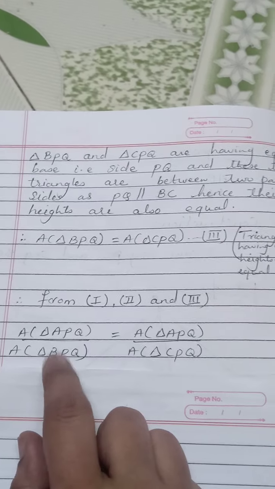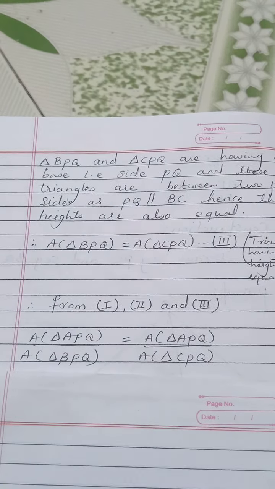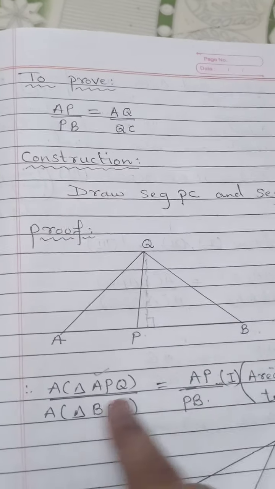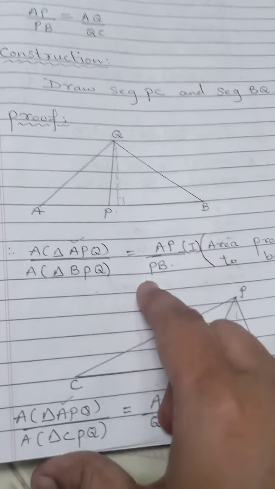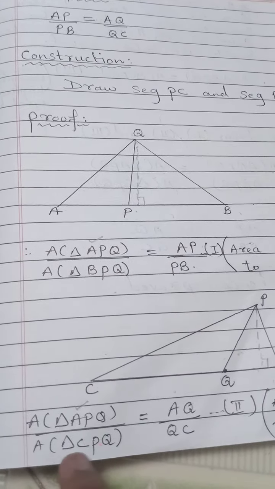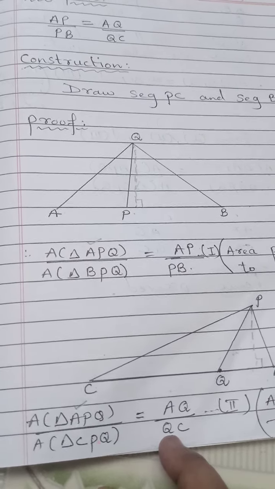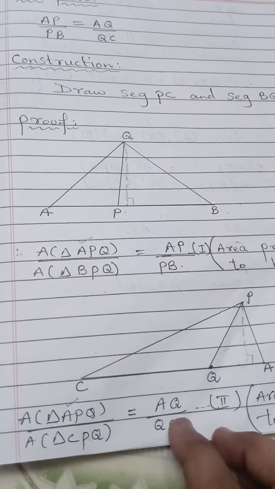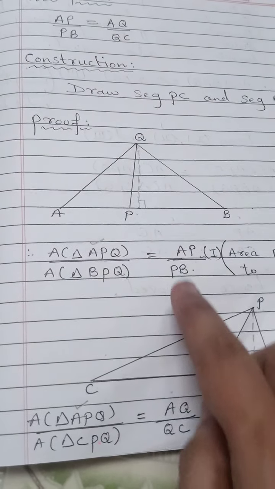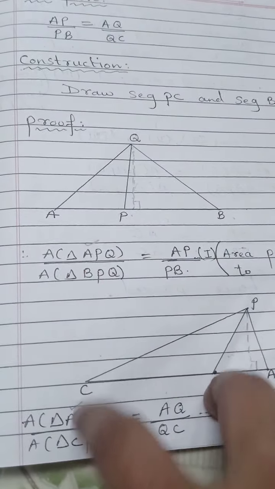Now we will see what is the value of this APQ upon BPQ in equation number 1. So here the value of APQ upon BPQ is AP upon BP, and the value of APQ upon CPQ, area of triangle APQ upon area of triangle CPQ, is AQ upon QC. So these two values will be applied there. We have to substitute these two values in the place of this value.